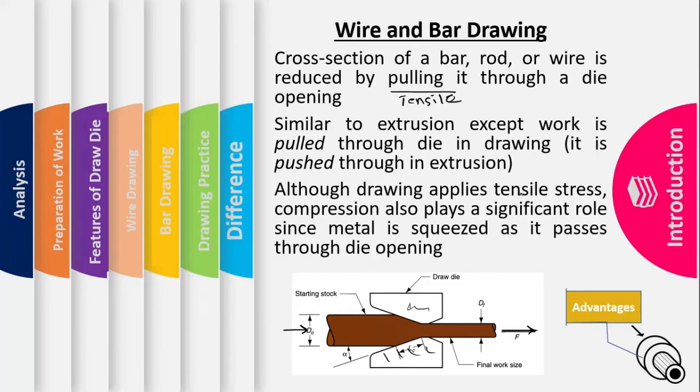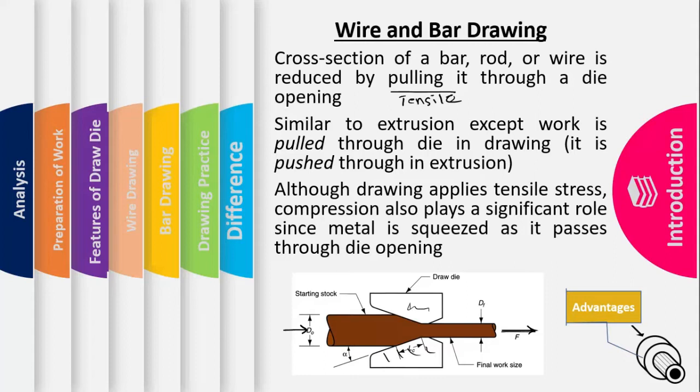Although drawing applies tensile stresses, there is compression that plays a significant role, because when metal passes through this die opening, there is a compression in the metal. So it's not completely a tensile mode. Although the force that is being applied is tensile in nature, the compression also plays a vital role when performing the wire and bar drawing operation.